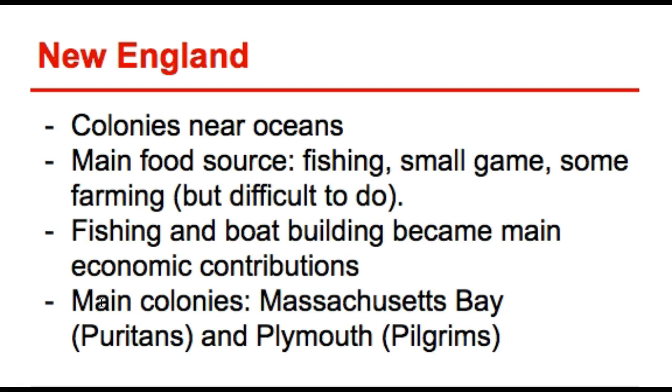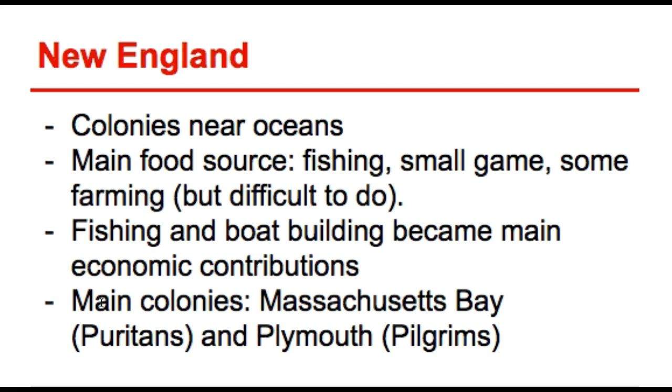So it didn't really work out that well. Sometimes people would have small, almost like gardens, to just sustain themselves, but it wasn't a mass production like it's going to be in the middle and southern colonies. Their main contribution for economic purposes, meaning things that would make them money, would be fishing and boat building. And so they would trade those things with the other colonies, and with their mother country, England.